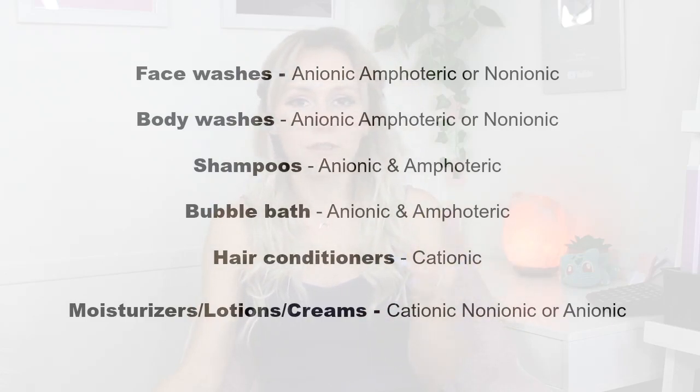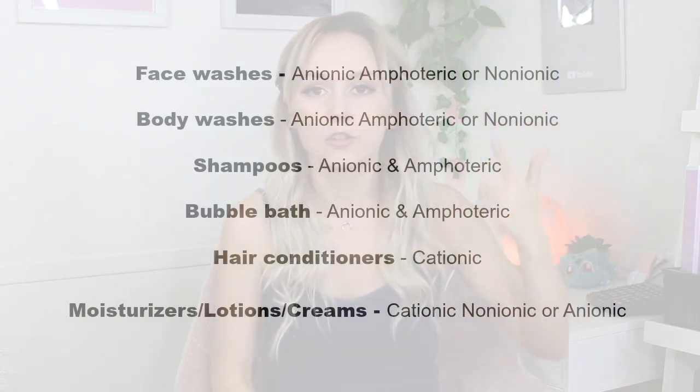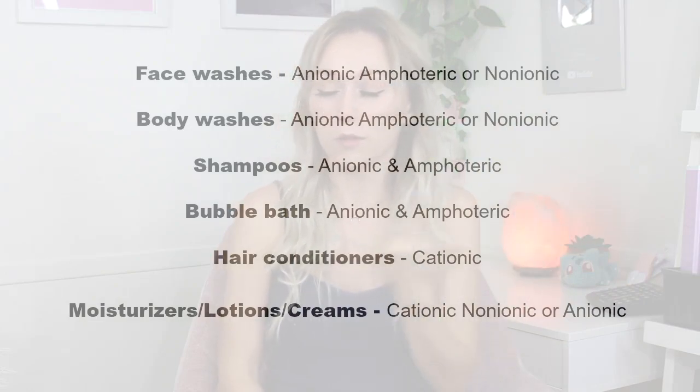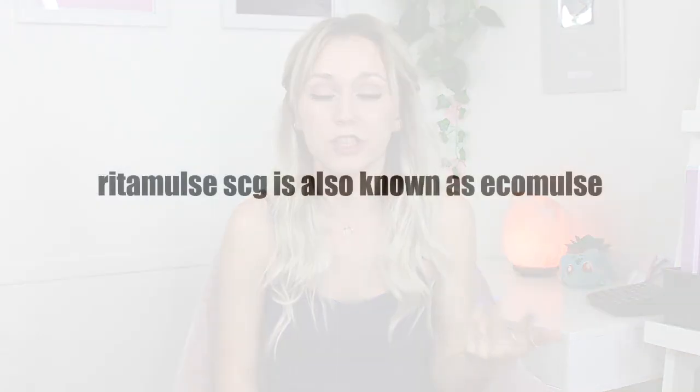Hair conditioners, obviously, are cationic. You can't really have a hair conditioner without a cationic ingredient, because when you think cationic, just remember condition, CC, cationic condition. That's how I go about it. And then moisturizers, lotions, and creams, you want either cationic, non-ionic, or in only one case that I know of, anionic, because Retamulse SCG is the only anionic emulsifier I know of. So that is all I wrote about surfactants.